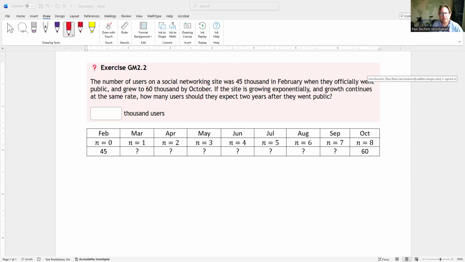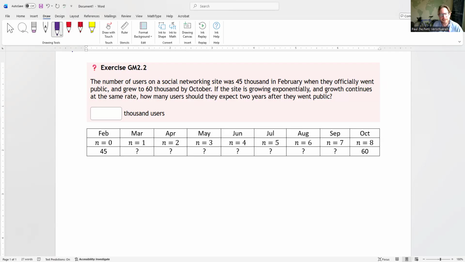The problem says the number of users on a social networking site was 45,000 in February when they officially went public and grew to 60,000 by October. If the site is growing exponentially and growth continues at the same rate, how many users should they expect 2 years after they go public?